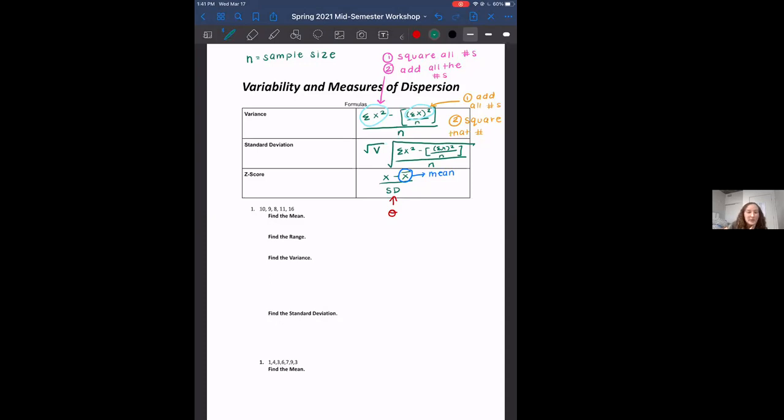So can anyone tell me what the top number should be? So the sum of all of them, what are they all added up? 54, good. And then what is n? How many are in the sample? 5, good. All right, 54 divided by 5, which was 10.8. So that's our mean.